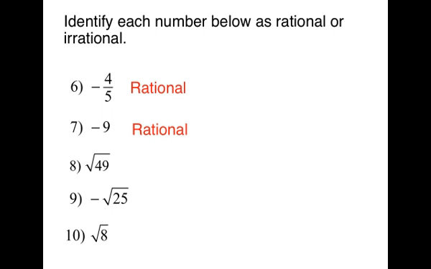Number 8, the square root of 49 is 7, which is a whole number, which we can write as 7/1, so it's rational. Number 9, the negative square root of 25 is -5, which we could write as -5/1, making it a fraction, making it a rational number. Square root of 8, can't do the square root of 8, and it's not 2. 2 times 2 is 4. So this is an irrational number.